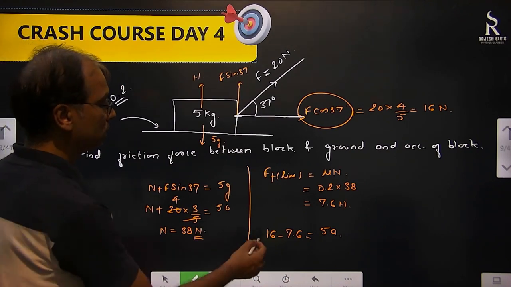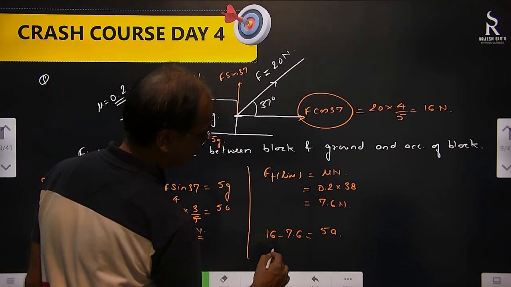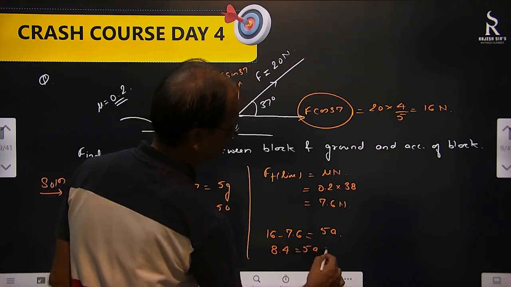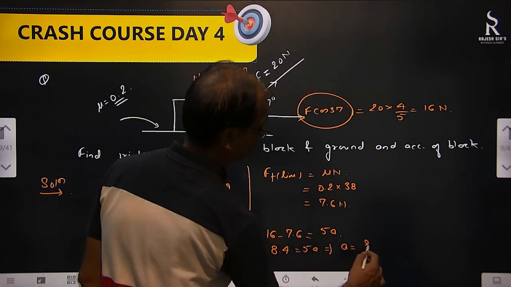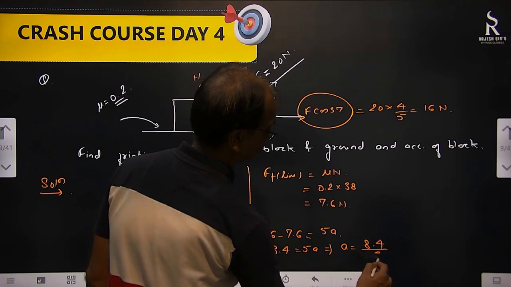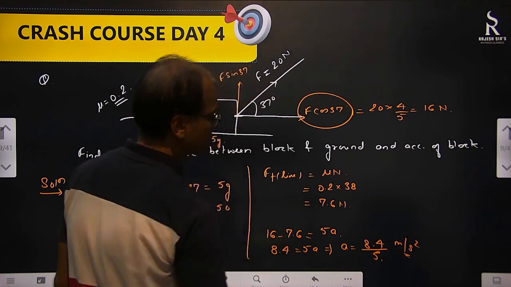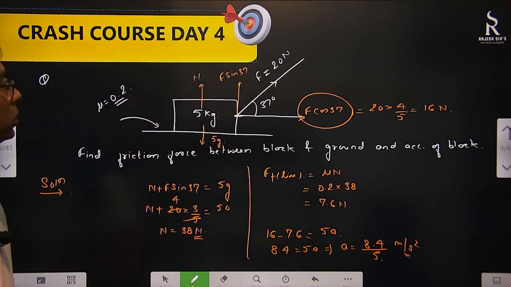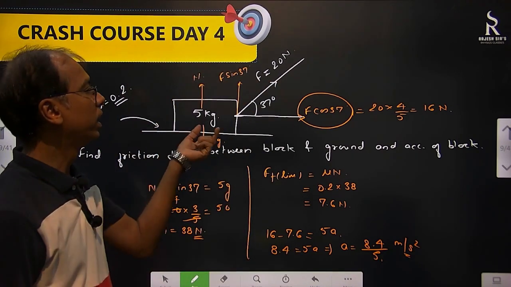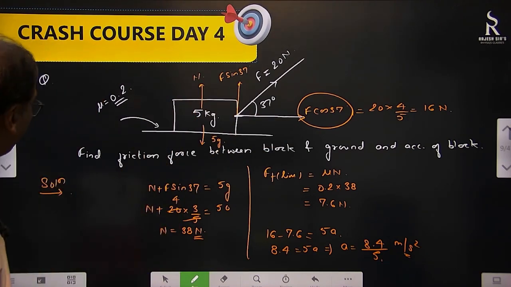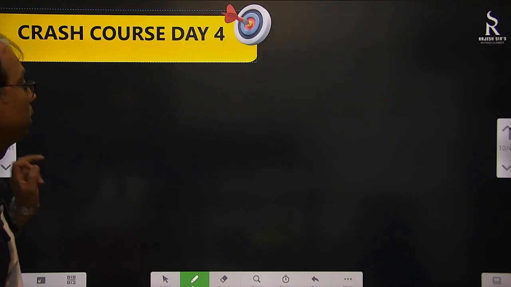Okay, so 16 minus 7.6 is what? I think 8.4 equal to 5a. So acceleration will be 8.4 by 5 meter per second square. Okay, so this is how we have to find N value and we have to put it in the question, right? Okay, let's see one more.